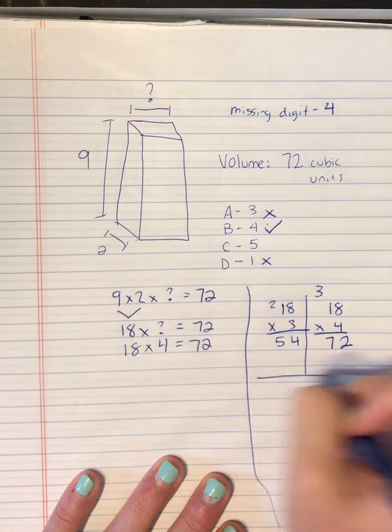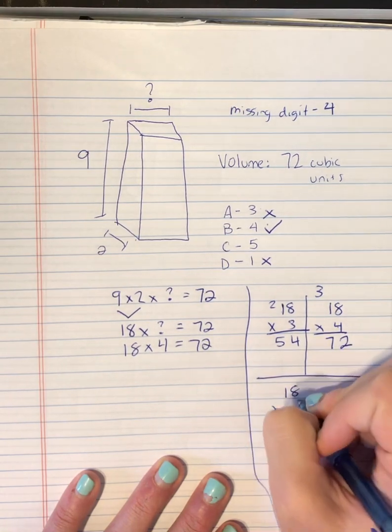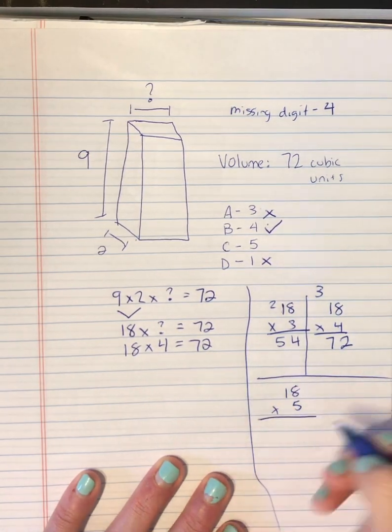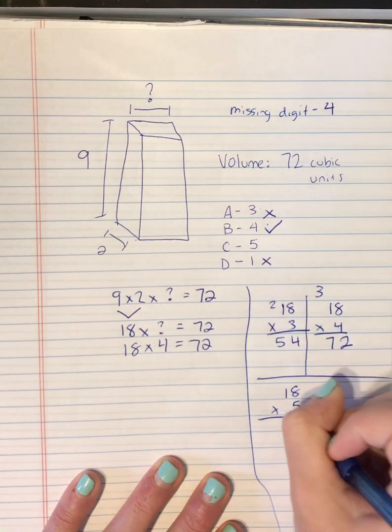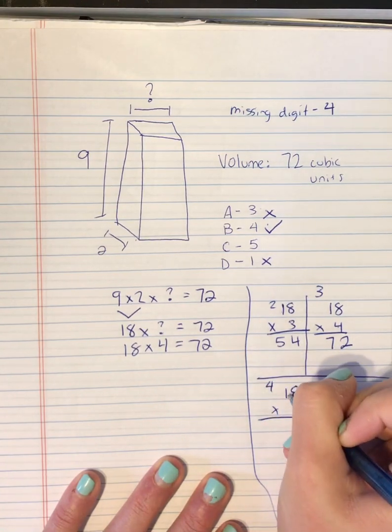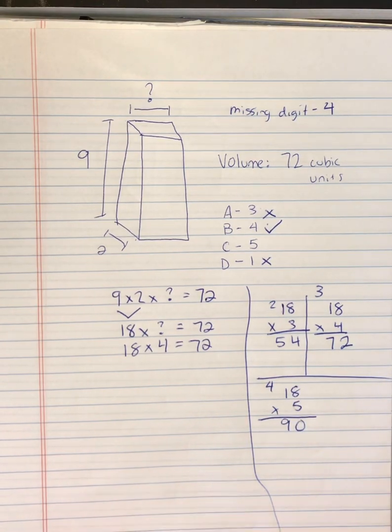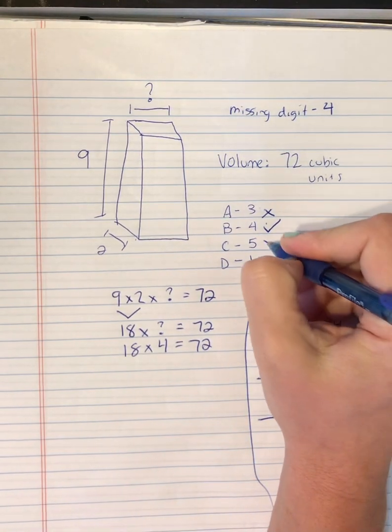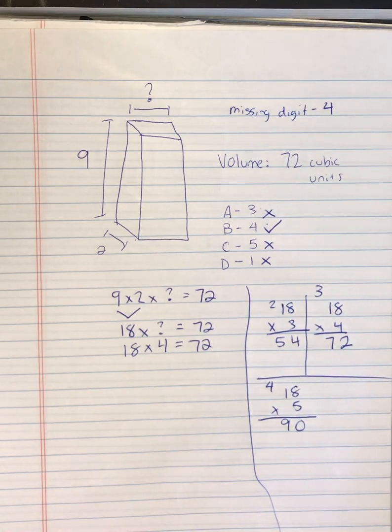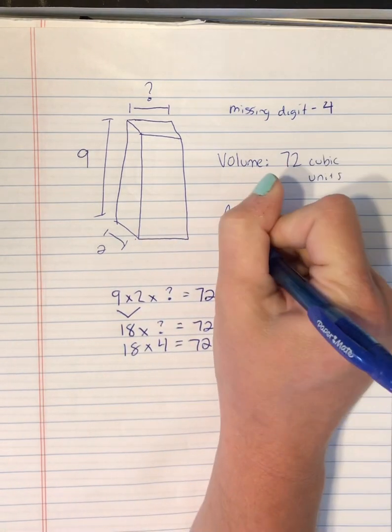However, you know I'm going to make you check this last one just to be sure we did all of our math right. So 18 times 5. 5 times 8 is 40. 5 times 1 is 5, plus 4 is 9. So 18 times 5 is 90. That's too big. So in this case, I know the missing digit is 4.